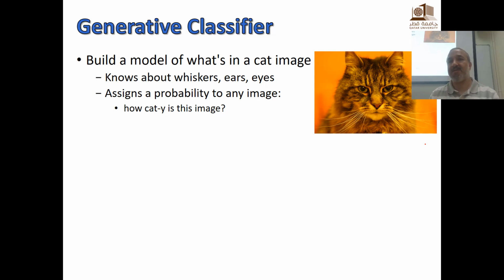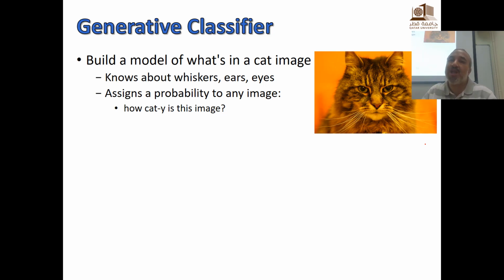Now, there is one type of classifiers called generative classifiers. In generative classifiers, we build a model for each class separately. So in our case, we'll try to build a model of what is in any cat image. In any cat image, we'll see ears, eyes, whiskers, and other things, the things that actually make it a cat. Then when we have a new example, we will see what is the probability that this image was generated from that model.